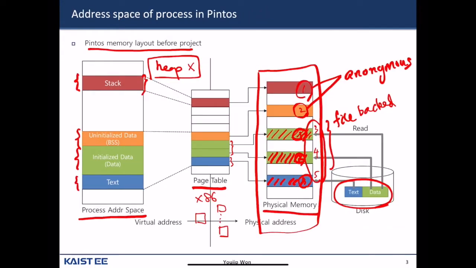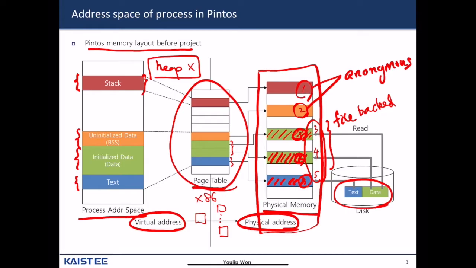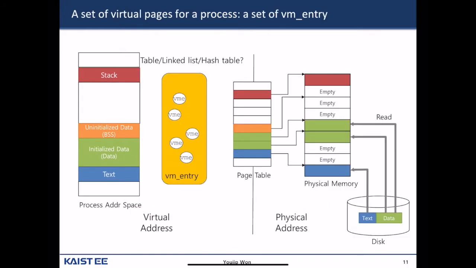There is virtual address, and there is physical address, and there is page table. These are three basic entities that form virtual address space. Let me go back to page 11. Now I'm going back, sorry. So here, you may find there is one new thing. This is the one.